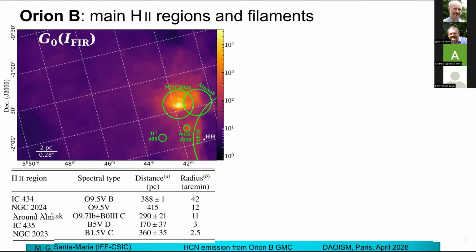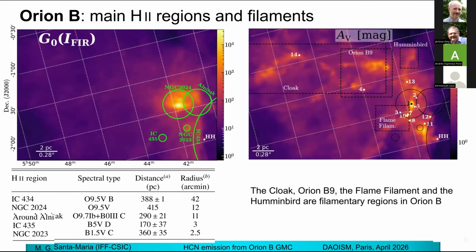So a bit more context on the components in the cloud, so we know what is what. These are the H II regions, so NGC 2024, and all these are related with high mass stars. While using the AV map, we can see the filaments that we found in Orion-B, mostly the Clock, Orion-B9, the Hummingbird, and the Flame filament.